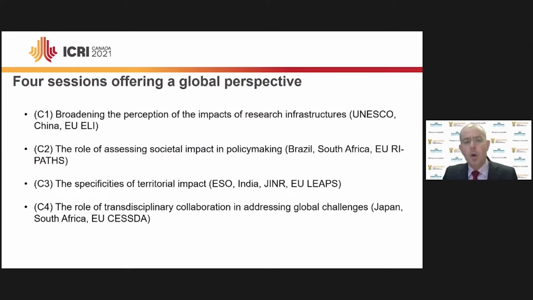Then interrogating the role of societal impact in policymaking, we could draw on a contribution from Andrei Polajak from Brazil, Rakeshni Ramutar from South Africa, and very significantly from Elena Grecia from the European Union's Horizon 2020 project, which looked at how do we map out impact pathways for investment in research infrastructure, the RI Paths project.